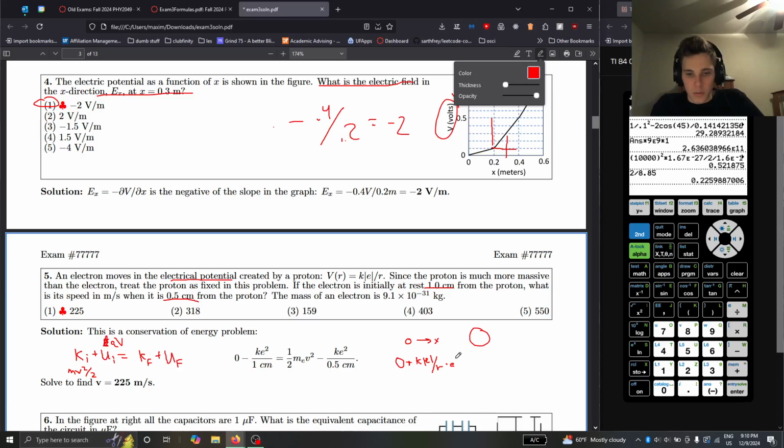And then we set that equal to the new potential energy, which has changed. So KE, I'll call this R prime E, plus that mv squared over 2, and we're solving for that v.